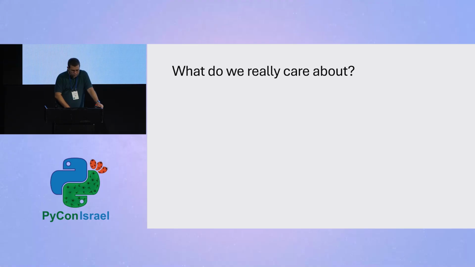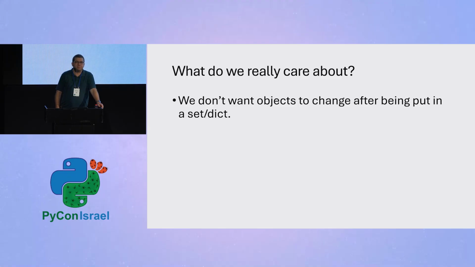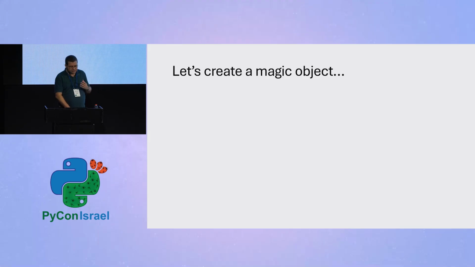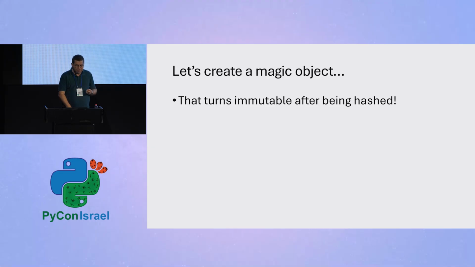So what do we really care about? We don't want objects to change after being put in a set or a dictionary. To a very good approximation, that means we don't want objects to change after taking their hash. So a thought begins to emerge. Let's try to create together a magic object that turns immutable after being hashed.